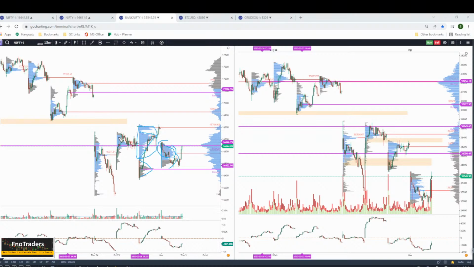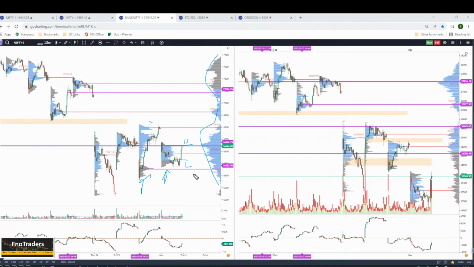Each of them is a session profile, and this is the composite profile that you see. This is the value area for the day. The blue one in the high zone is called the value area high, and the low zone is called the value area low for the session.